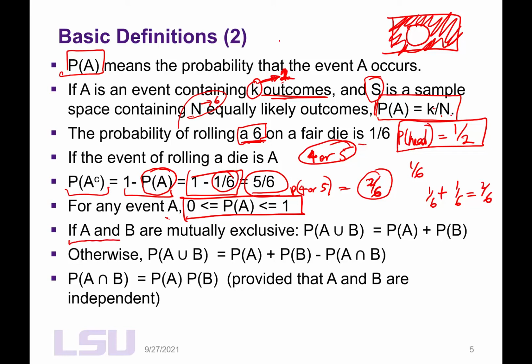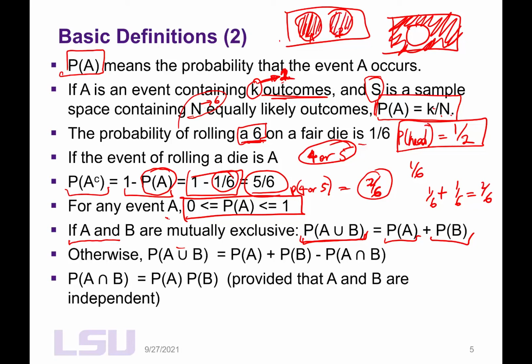If A and B are mutually exclusive, so they do not intersect like we talked about, so these will be A and B that do not intersect, they do not overlap, then the probability of A union B, the probability of the union between A and B, is just the probability of A plus the probability of B, right? You just add them. They are mutually exclusive, so you get this probability and add it to this.